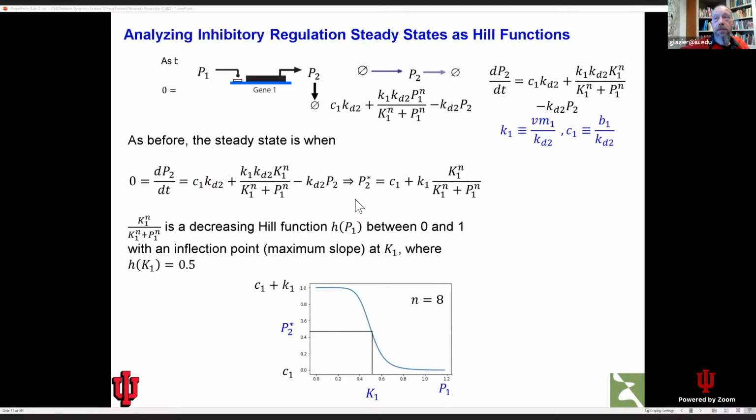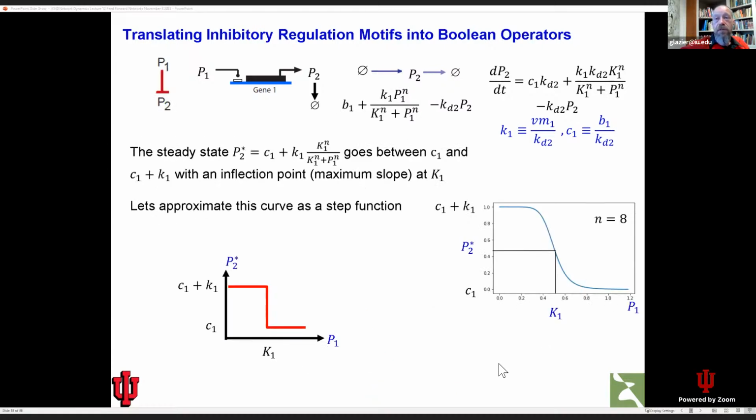So I get this. P2 star is C1 plus K1 times K1 to the N over K1 to the N plus P1 to the N, decreasing. Max value is C1 plus K1, min value is C1. Inflection point, half maximal value is at K1. If I happen to set K1 equal to a half, then everything is scaled in an easy way. As before, I can imagine this as a step function. If P1 is less than K1, I have a high value of P2 star. If P1 is bigger than K1, I have a low value of P2 star.